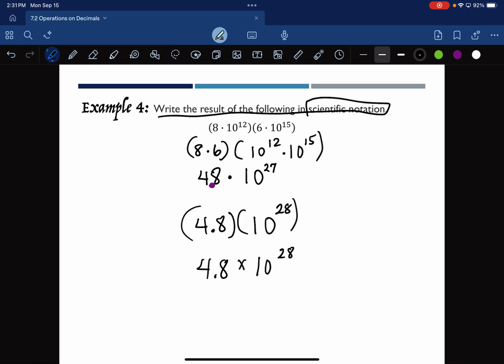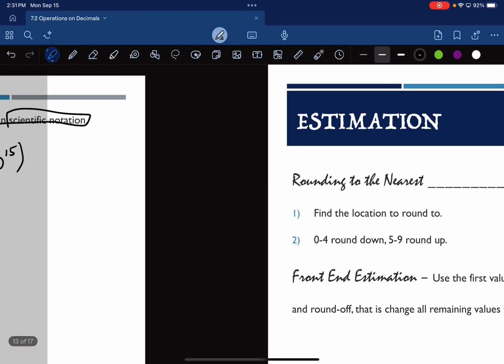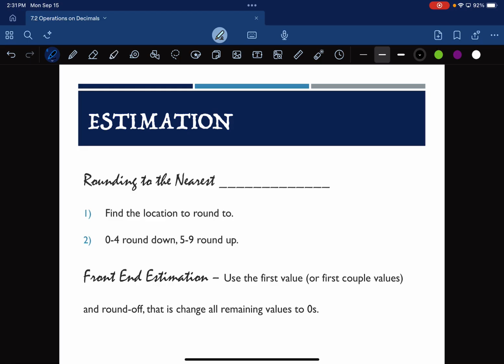Okay, you ready to shift to another topic pertinent to operations on decimals? Okay, we're going to take a look at rounding. Specifically, well, more generally estimation, but a lot of it's rounding. So the first one is rounding to the nearest blank. That blank is because we get to round to the nearest lots of things. You could round to the nearest hundredths place. You could round to the nearest 10,000ths place. You could round to the nearest thousands place as well, right? It doesn't even have to be decimals. But when we're rounding, we're going to find the location that we're supposed to round to. 0 to 4 means we round down, and 5 to 9 means we round up.